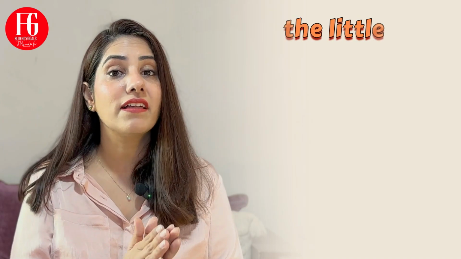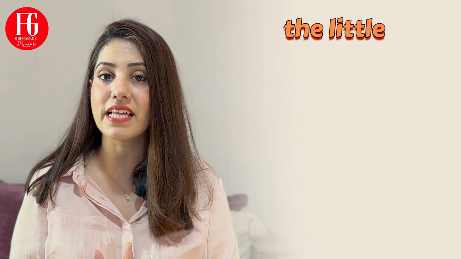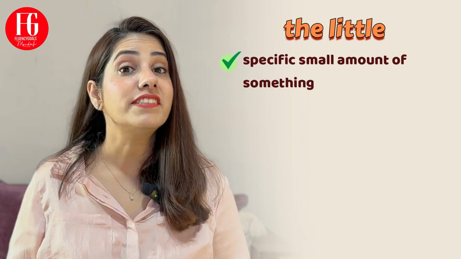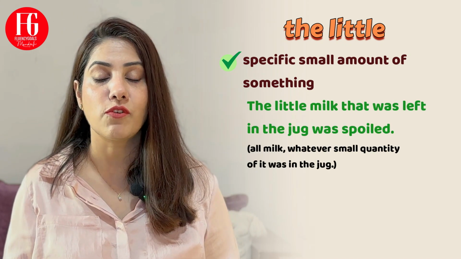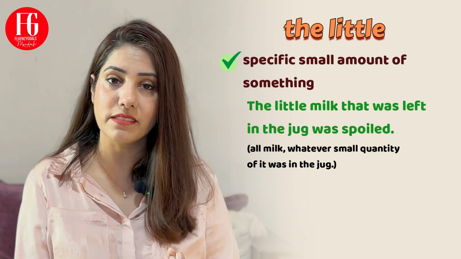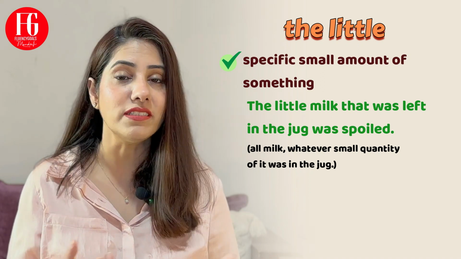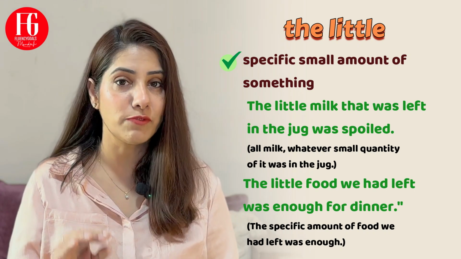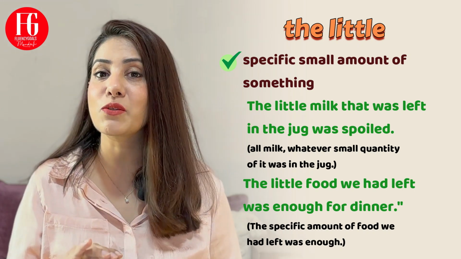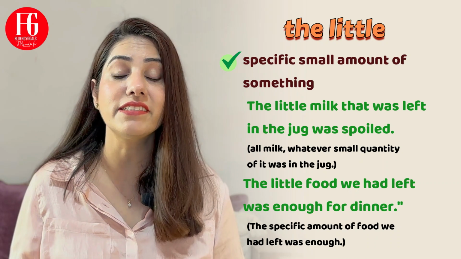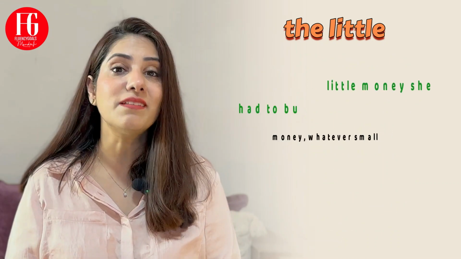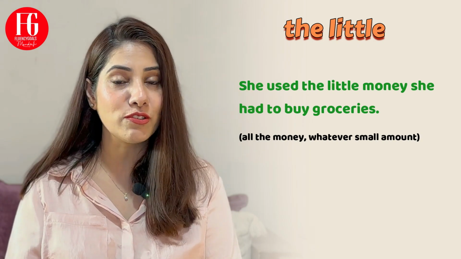But if I add the article the to say the little, it means a specific small amount of something. So the little milk that was left in the jug was spoiled. So whatever little milk was there in the jug, it was spoiled. The little food we had was enough for dinner. So it was a little quantity, but whatever it was, all of it was enough. It was sufficient. She used the little money she had to buy groceries.